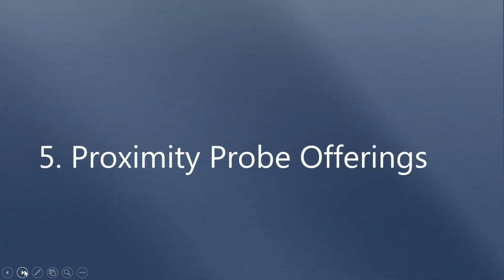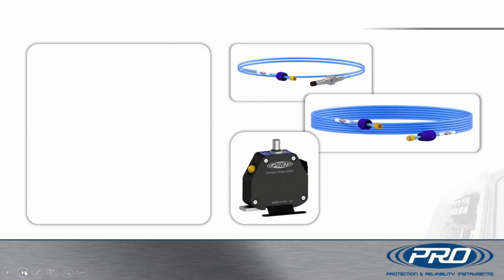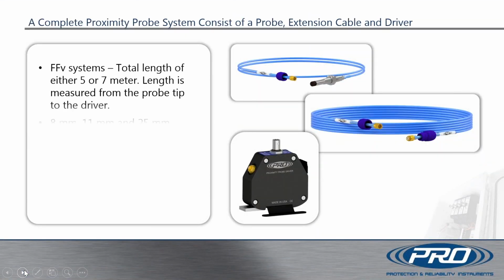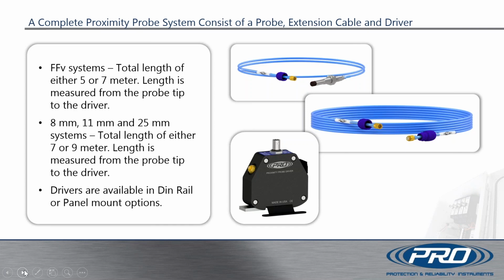CTC proximity probe offerings. CTC offers FFV systems, which are compatible to the Bentley Nevada system. The total length of the FFV system are either 5 meters or 7 meters long. Length is measured from the probe tip to the driver.